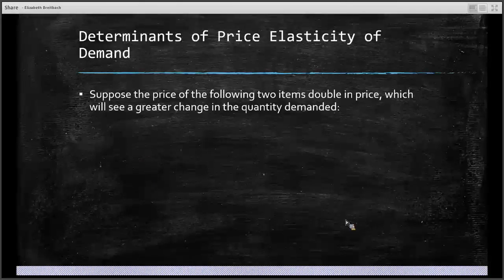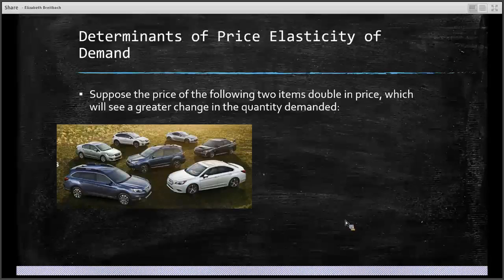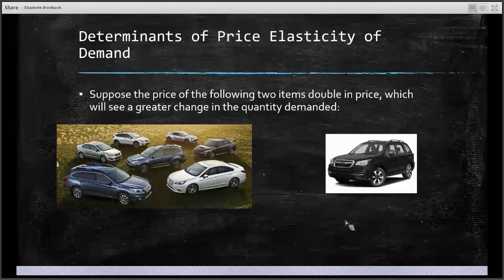All right, let's look at another example. So let's think that we're in the market to purchase a new vehicle and we decided we want a Subaru. So Subarus in general, or a black Subaru Forester. So let's suppose that all Subaru cars increase in price. All of them double their price. And then let's assume that it's only going to be the black Forester that doubles in price.